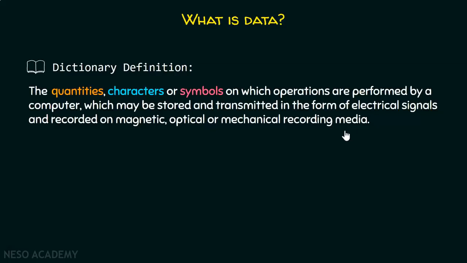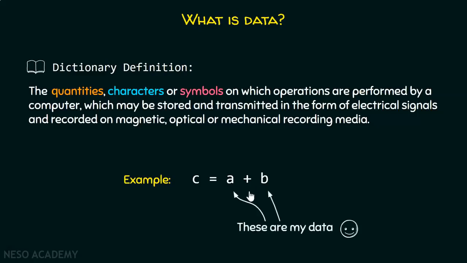You can think of a data as quantities, characters or symbols on which we can perform operations, we can store them, we can transmit them, obviously in the form of electrical signals in our computer, right? So this is what a data is. Now let's see one example here. Here in this case, I'm performing this operation on these two data, right? We can think of these two as data because we are performing operations on them. These are just quantities, right? We can store them, transmit them. So they are satisfying the properties of data. So I can say that these are my data.